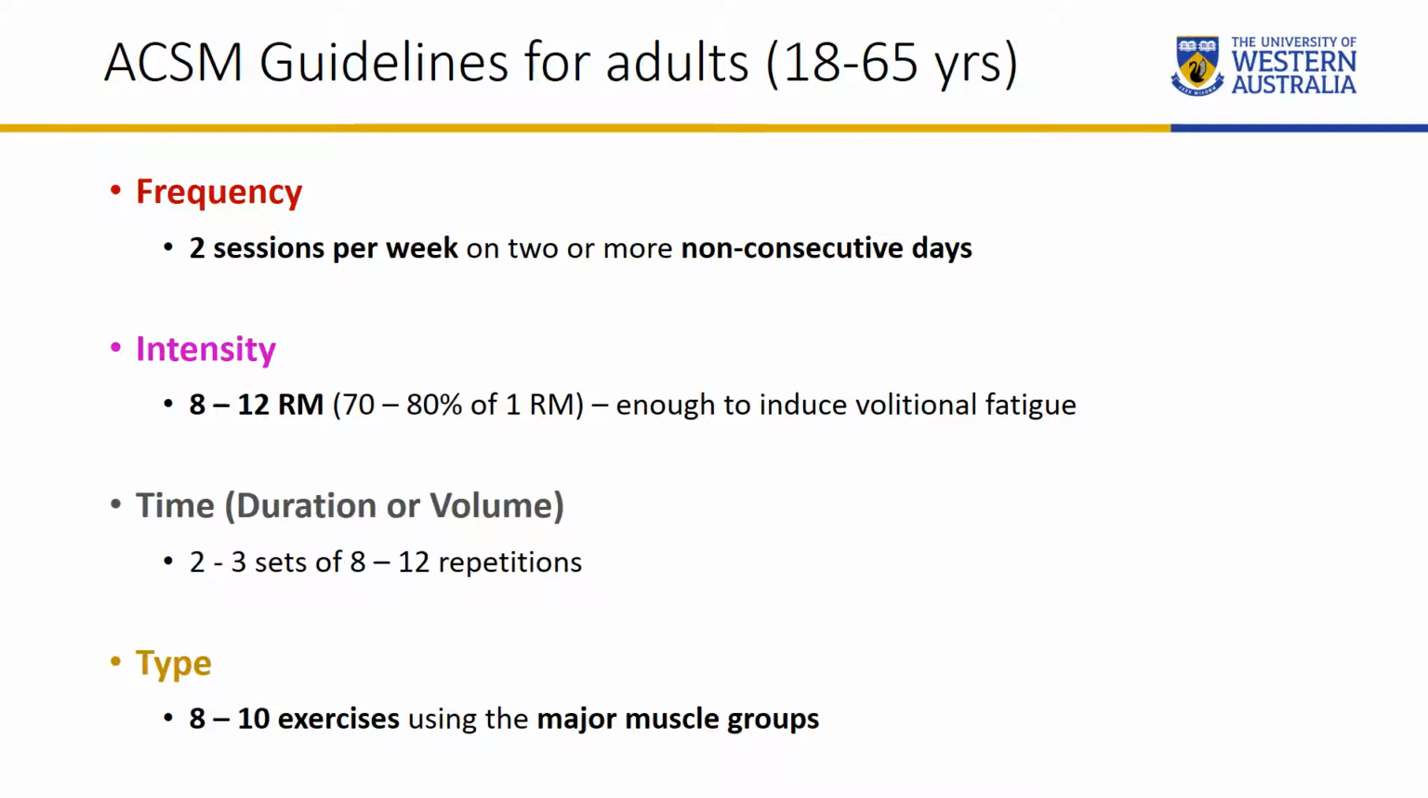An intensity of around 70% performed to volition or fatigue is sufficient to elicit adaptation without being overstrenuous. This is particularly important if they are still refining exercise techniques. It is recommended that 8 to 10 exercises be performed, and these exercises should cover major muscle groups.